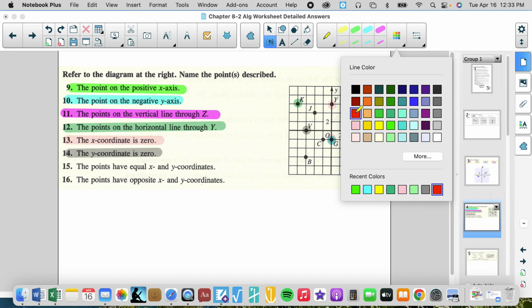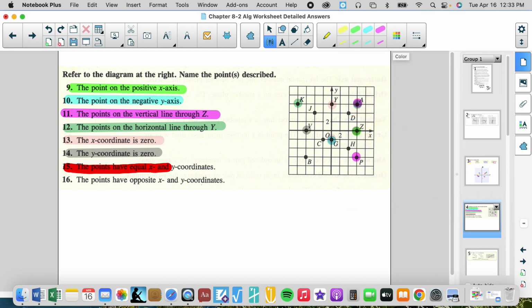Let's do a red. The points have equal X and Y coordinates, so their X and Y are the same. So this is 4, 4 right here, because we're in increments of 2. So that's 4, 4. H would not, because that would be 4, negative 4. B would be negative 6, negative 6, so that would be okay. I think that's, yeah, 2, 4, 6. So it would be just D and B.